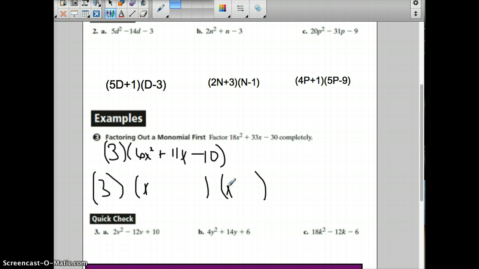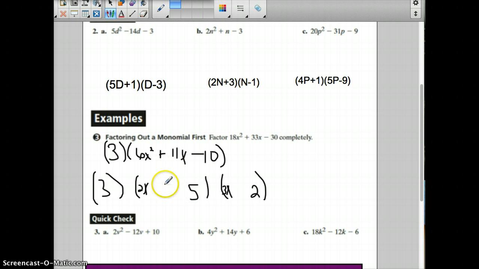I'm going to try a 2 here and a 3 here. Okay? And then I'm going to try a 2 and 5. Again, I'm just guessing right now. So if I put a 5 here, that gives me 10, and a 2 here, that gives me 6. Not going to work. If I put a 5 here, that gives me 15. And if I put a 2 here, guess what that gives me? That gives me my outers of 4x, my inners of 15x. What's the difference? 11x. Perfect.